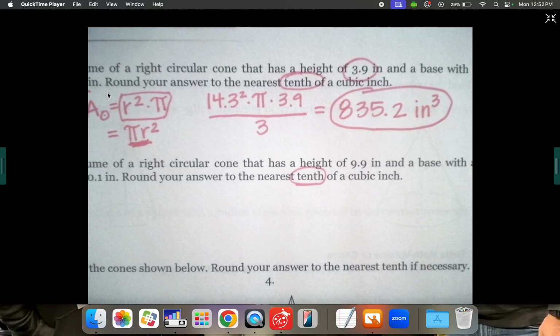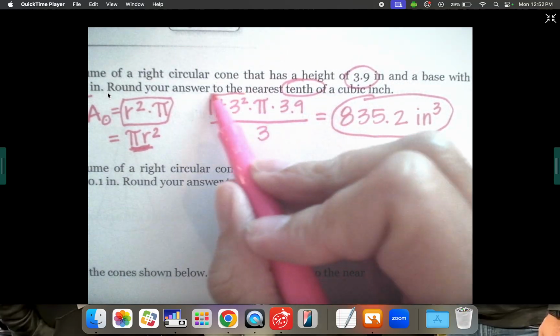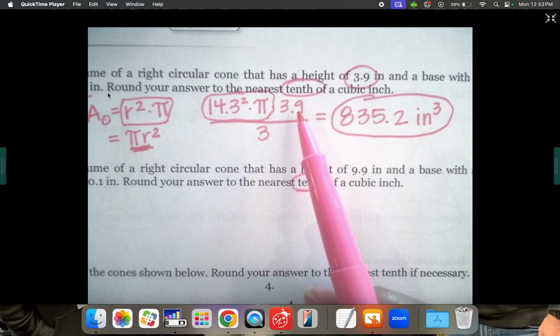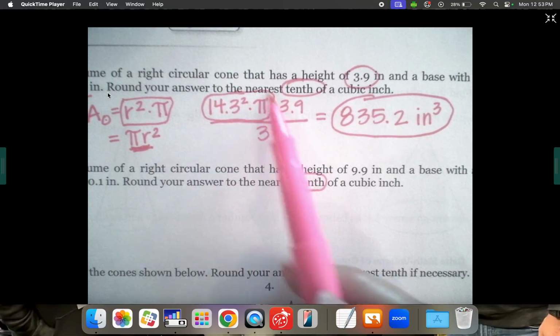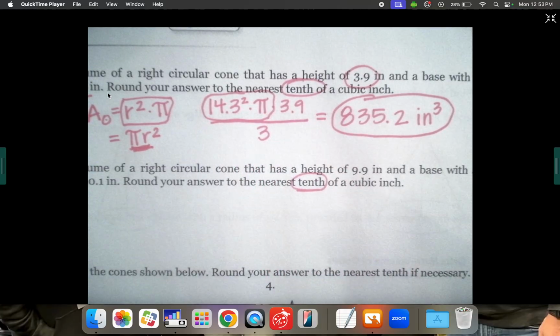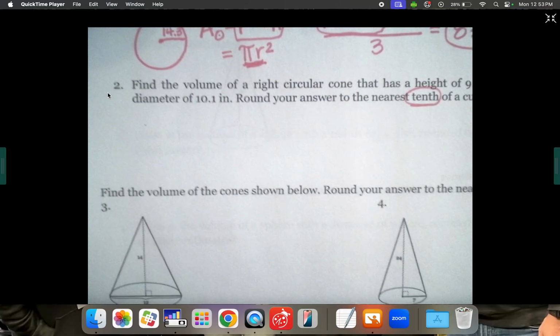Okay, so really quick review. This is the base. So it's base times height divided by 3. And the base is a circle, so we have to find the area of a circle, which is radius squared times pi. Okay, so let's do the next one.